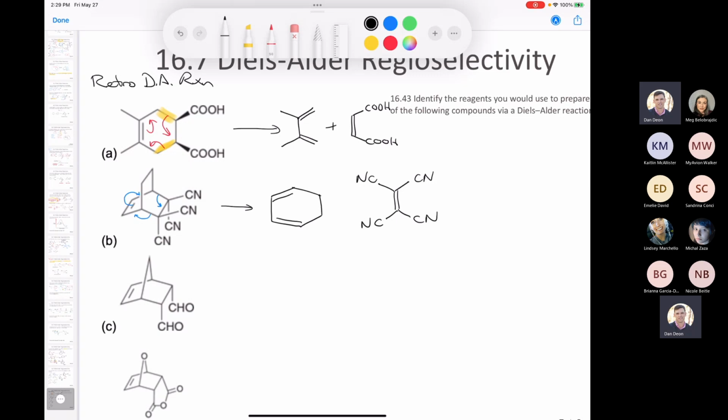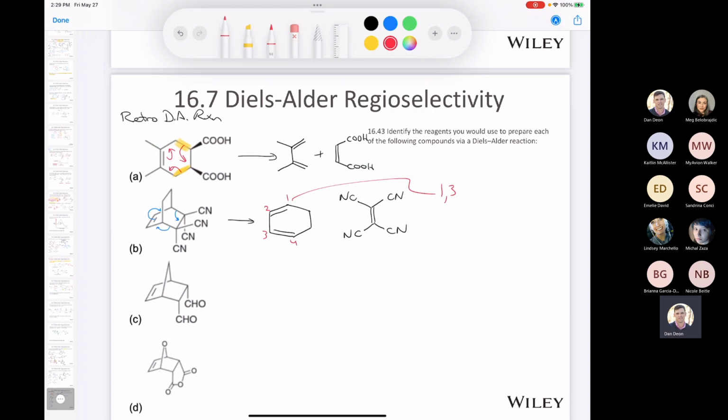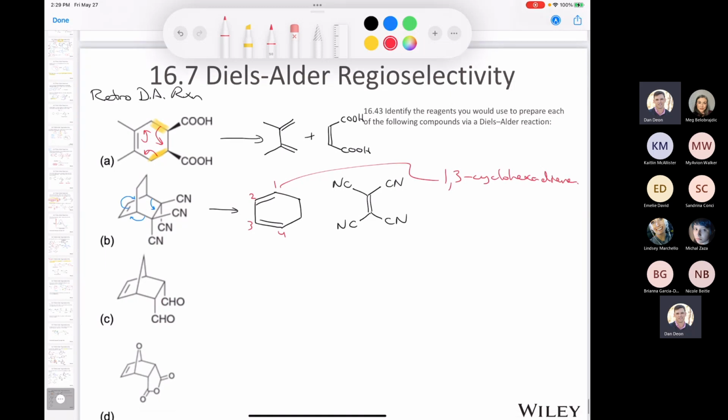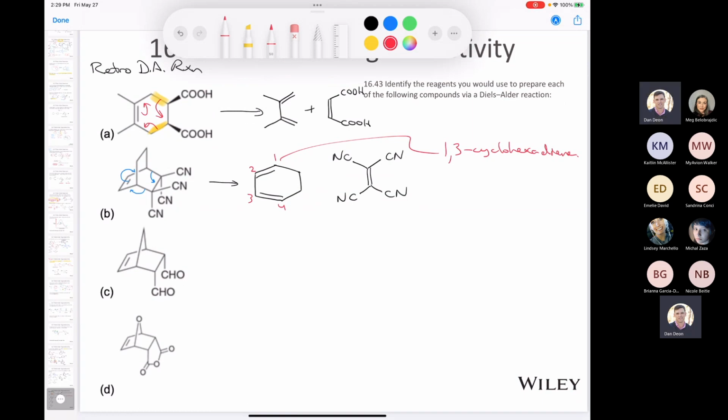This compound, I'll just write the name over here. This is 1, so if you have 1, 2, 3, 4, this is 1,3-cyclohexadiene, right? Earlier we saw 1,4-cyclohexadiene. This is 1,3-cyclohexadiene. Let's try the next one.